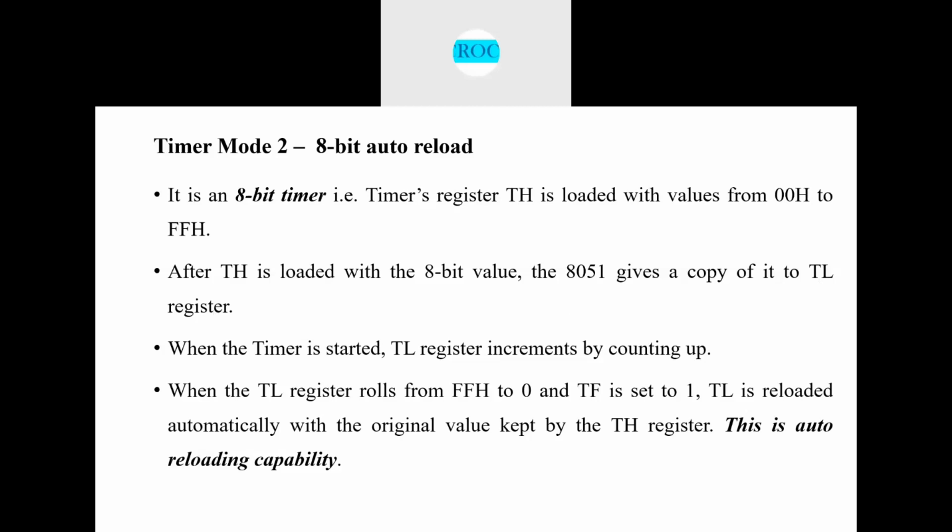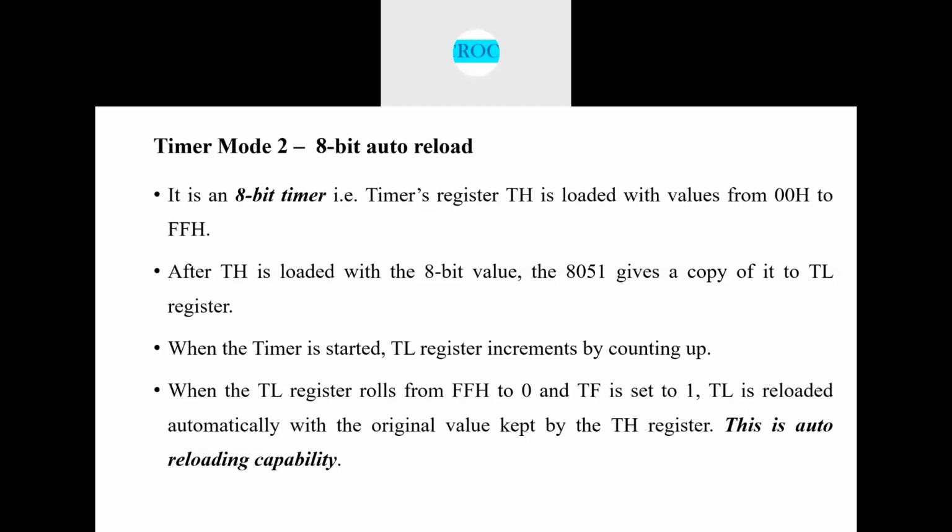the TL register increments by counting up as and when it receives clock pulses. And when the TL register rolls over from FF to 0 and sets the overflow flag to 1, the lower byte register is reloaded automatically with the original value which is kept in the TH register. This is called the auto reloading capability.